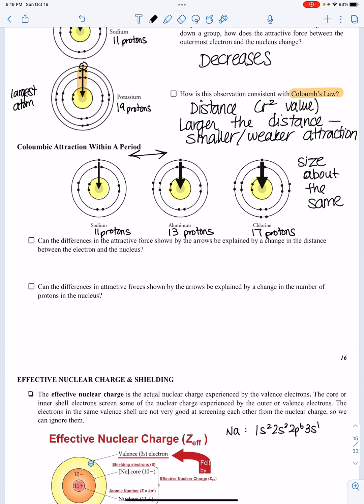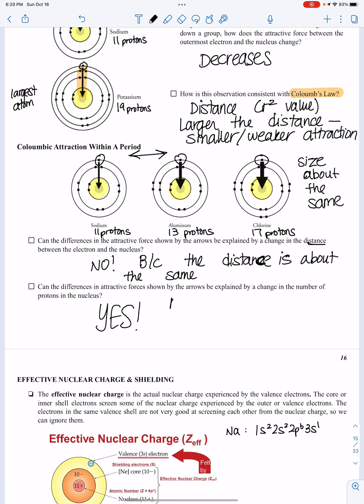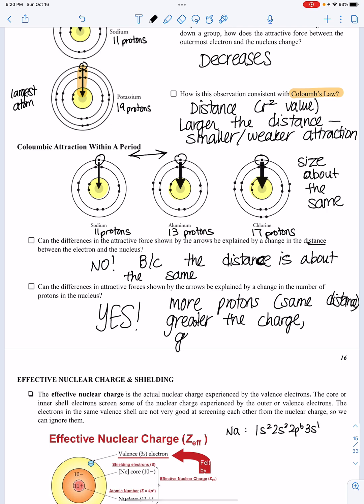Can the differences in the attractive forces shown in the arrows be explained by the change in the distance? No. Because look, this distance is about the same. And so now our next question here says, can the differences in the attractive forces shown in the arrows be explained by a change in the number of protons? Yes, that's the only thing that's different. More protons for the same distance, greater the charge, and thus greater the attraction.